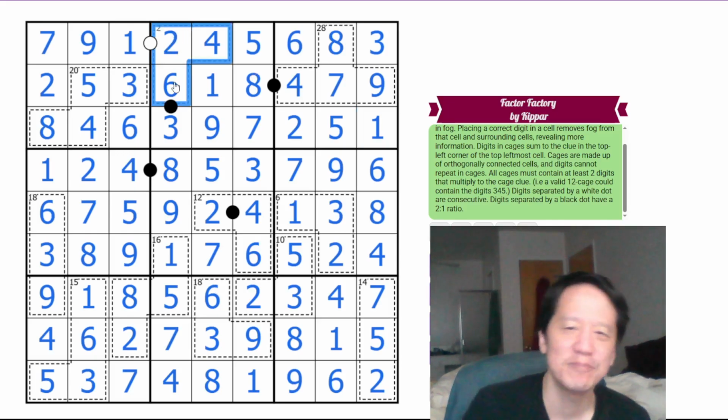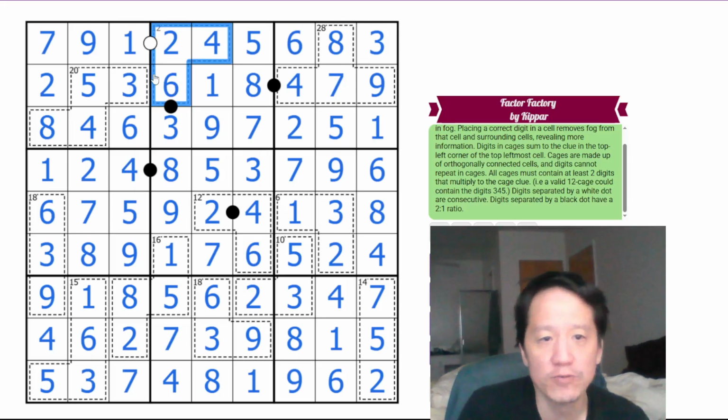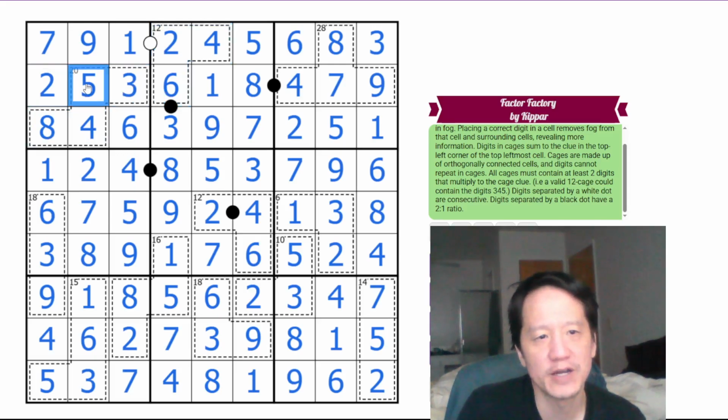I'm not sure I would put this as very easy. It flows very well if you know the logic behind it. And I guess if you have good factorization, right? Which is why it's called Factor Factory. But it's not trivial, right?